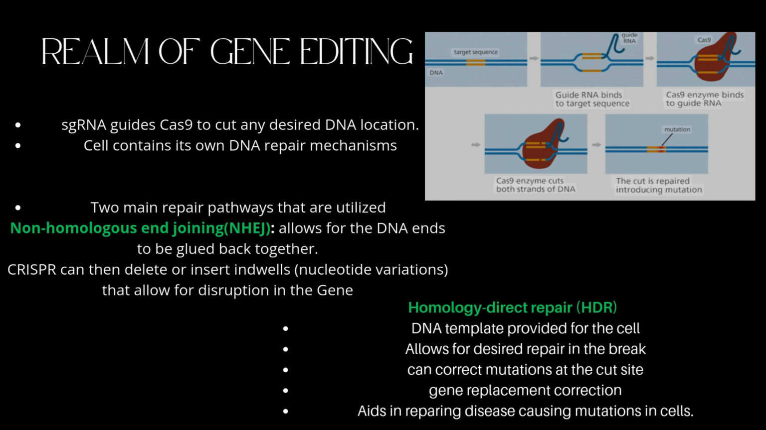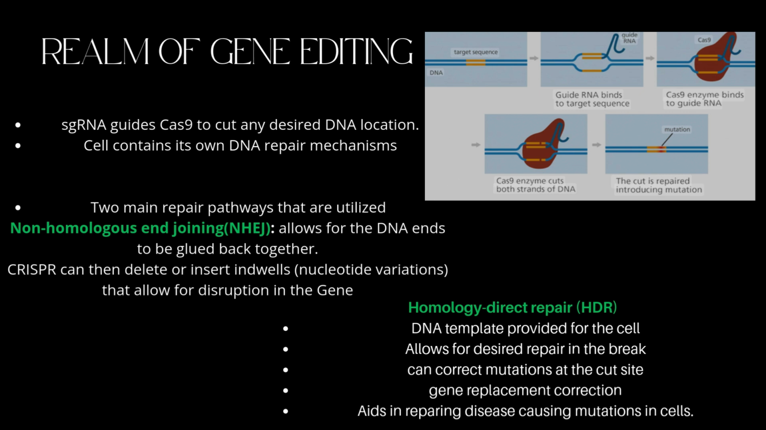So, the realm of gene editing. With that whole process in mind, there are two ways in which we utilize gene editing. A single guide RNA guides Cas9 to cut out any desired DNA location. So think of sgRNA as a guide for Cas9. It's basically got it by the hand, walking it around until it realizes, oh, there's viral infection DNA. Now Cas9, go and cut off segments of the DNA. Once it does that, the cell itself also contains its own DNA repair mechanisms, which allow for two main repair pathways.